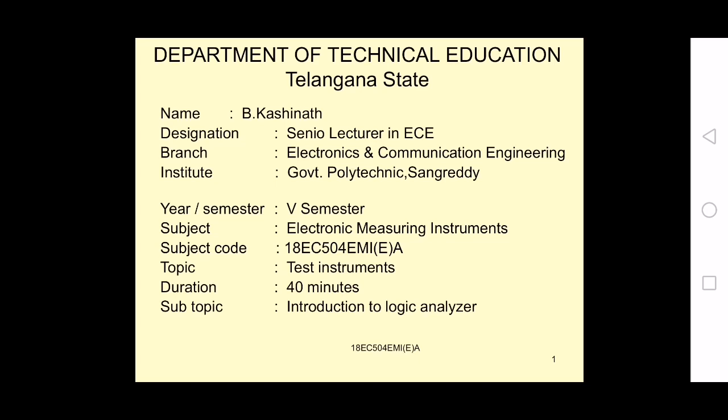Compared to a CRO, you will have the time varying signal. On the x-axis you will have the time, and on the y-axis you will have the amplitude. Whereas in the case of the frequency spectrum, on the x-axis you will have the different frequencies, and on the y-axis you will have the amplitude corresponding to those frequencies, and it will not be continuous, it will be vertical spikes at particular frequencies only.